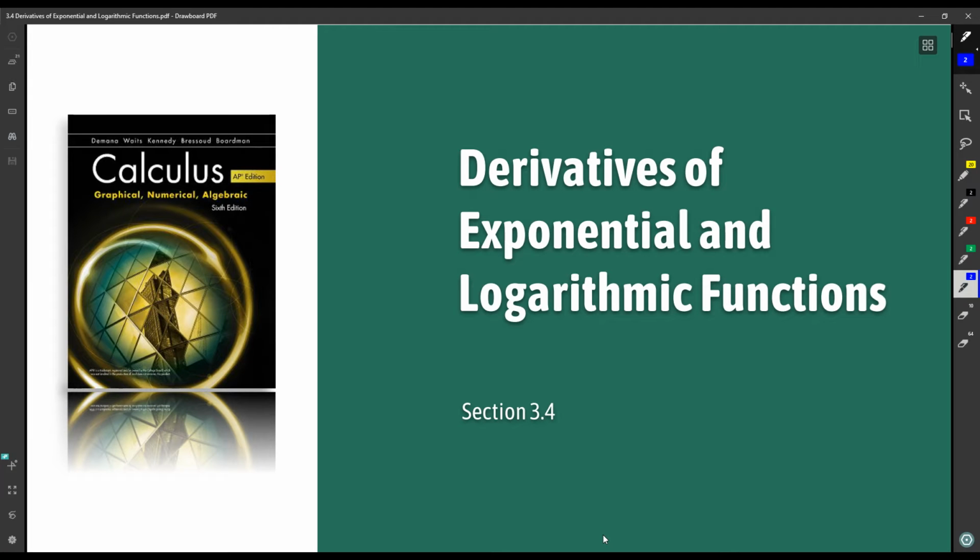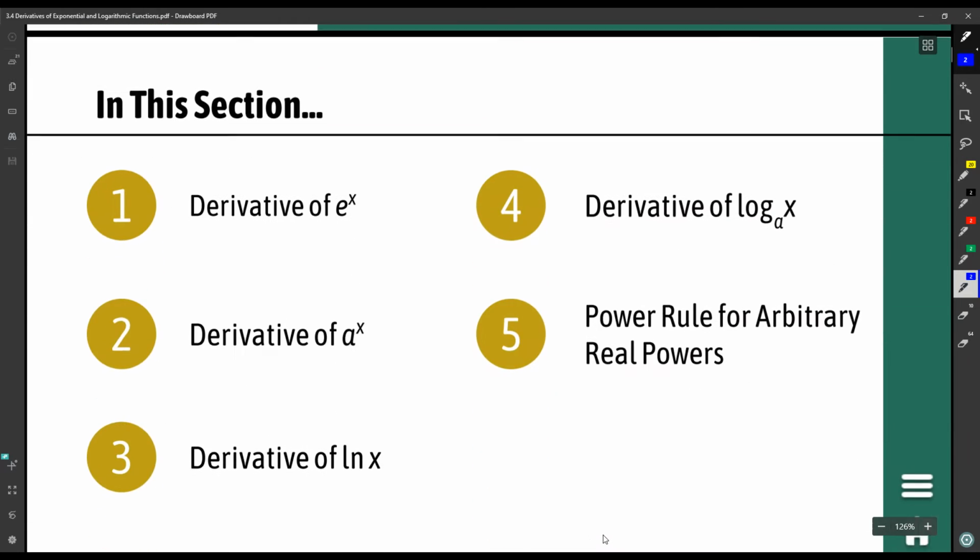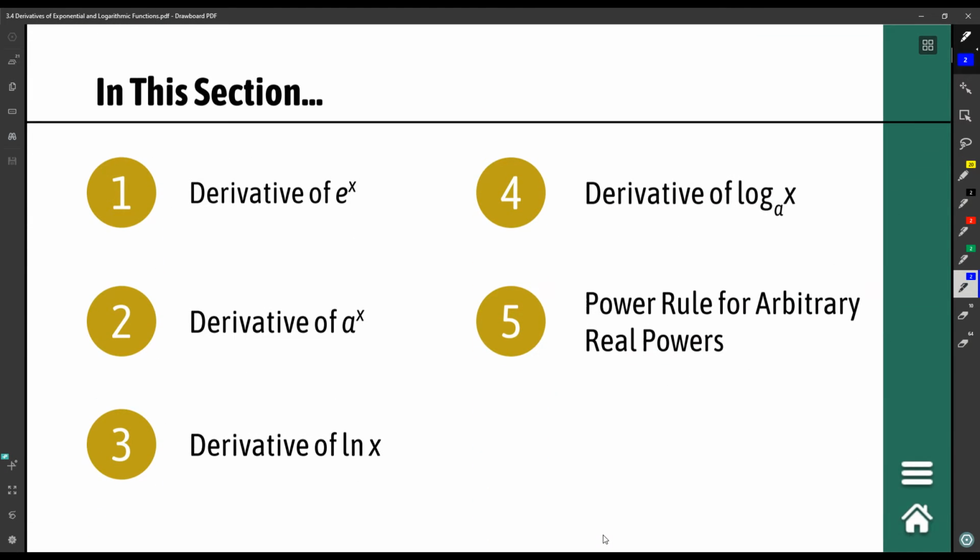Okay, let's get started with Chapter 3, Section 4, Derivatives of Exponential and Logarithmic Functions. In this section and series of videos, we will learn the derivative of the function e to the x, the derivative of the function a to the x, the derivative of the natural log of x, the derivative of log base a of x, and then we're going to extend that power rule that we've been talking about for so long to make it applicable for any exponential real number power.